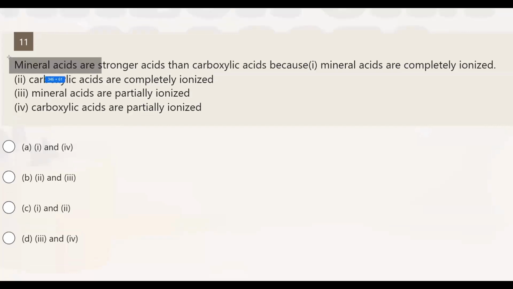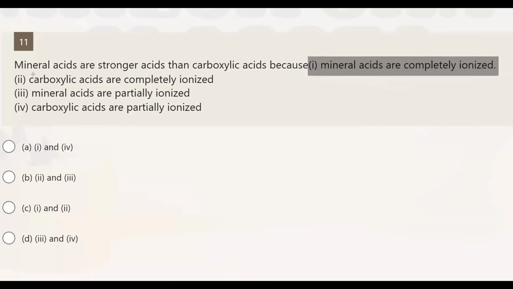The next question is from acids, bases, and salts. It says mineral acids are stronger acid than carboxylic acid because the option one is mineral acids completely ionized. That's correct. Carboxylic acids completely ionized. Not correct. Mineral acid is partially ionized. Incorrect. And carboxylic acids are partially ionized.